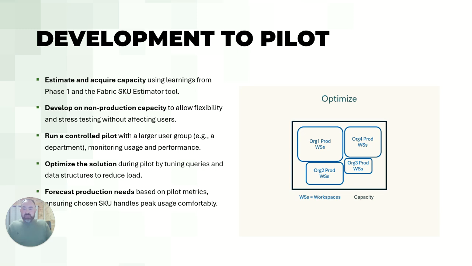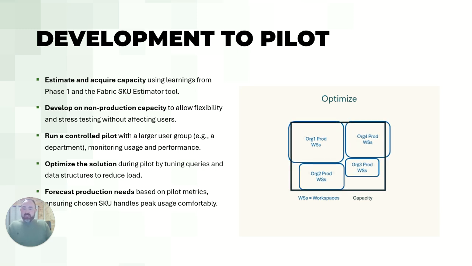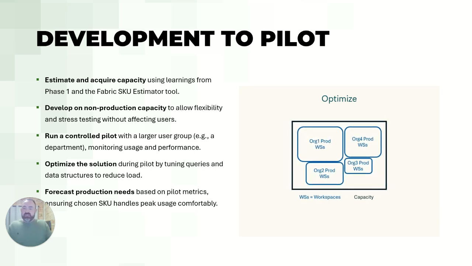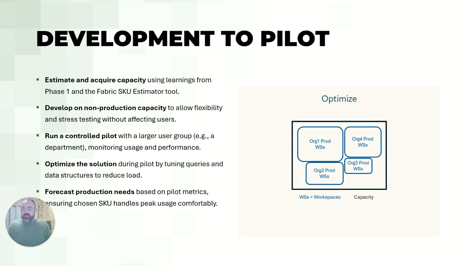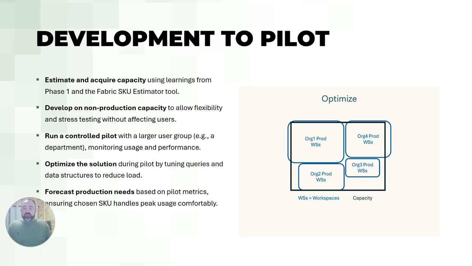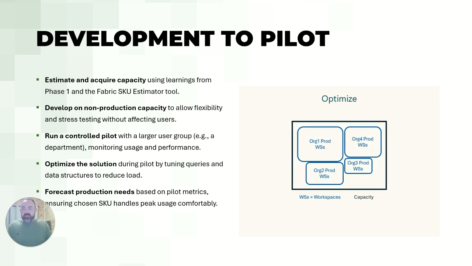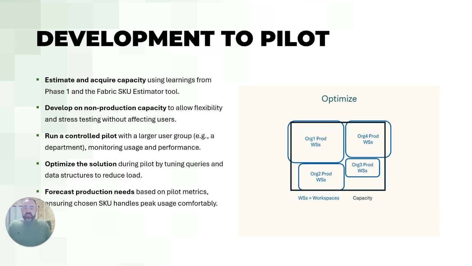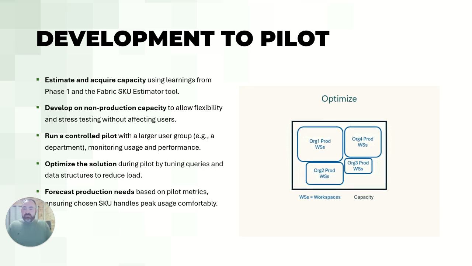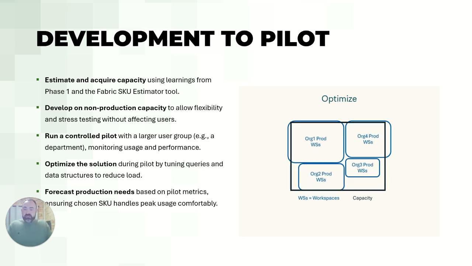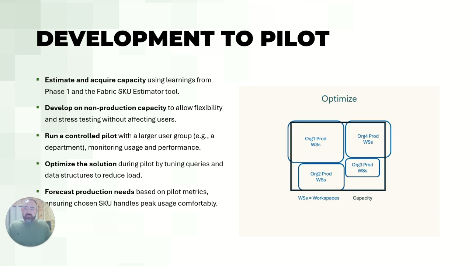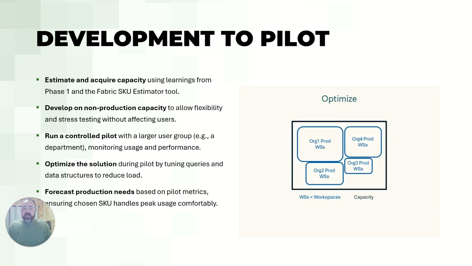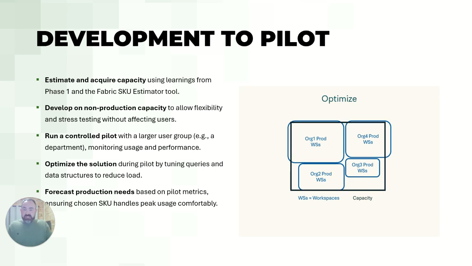Moving from development to pilot, we can estimate and acquire capacity using learnings from our initial proof of concept phase. Develop on a non-production capacity, so allow flexibility and stress testing without affecting any of the users. Run a controlled pilot with a larger user group, where we're going to be monitoring the usage and performance as we go. And we want to optimize consistently.